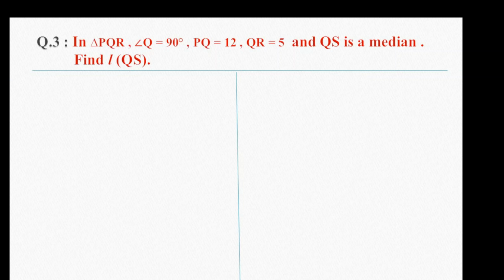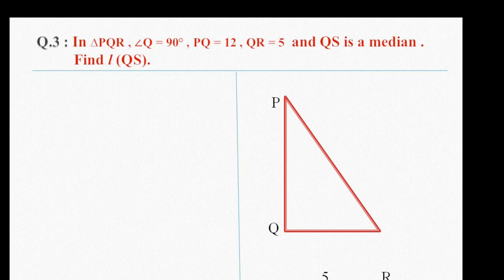The triangle is clearly mentioned, it is a right angle triangle, and the right angle forms at angle Q. PQ and QR are given to you as 12 units and 5 units. So according to that we will draw the figure. PQR is the right angle triangle. At angle Q it forms the 90 degrees, right?